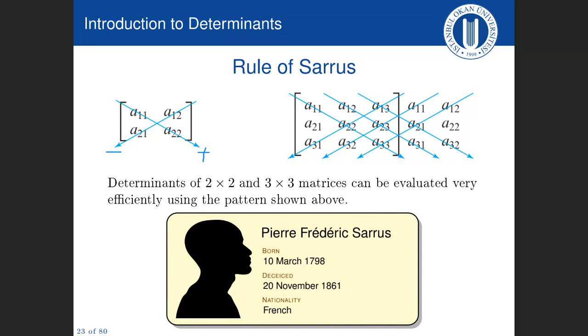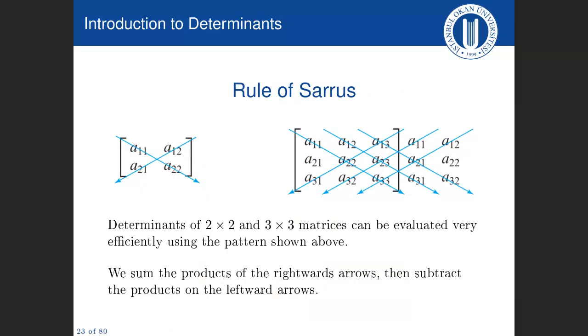We need to copy the first 2 columns over to the right, and then arrows which point to the right we say are positive, arrows which point to the left are negative. More precisely, we sum the products on the rightwards arrows and then we subtract the products on the leftward arrows.